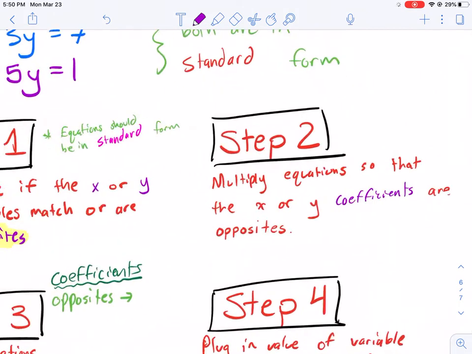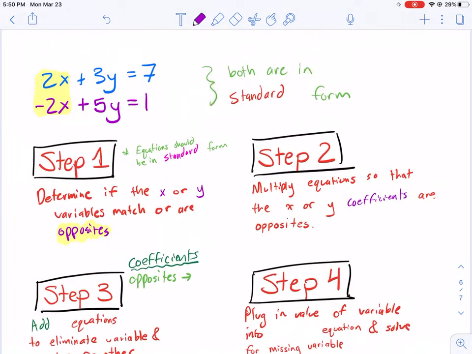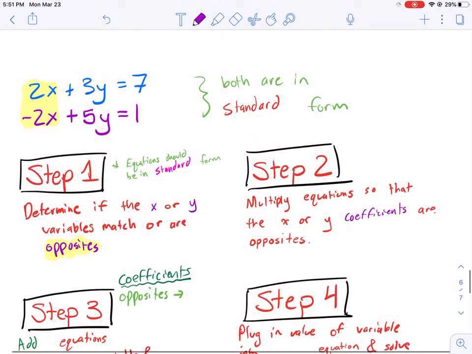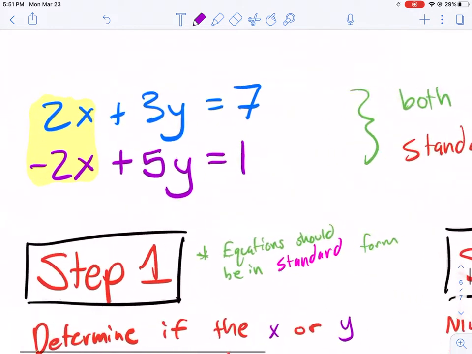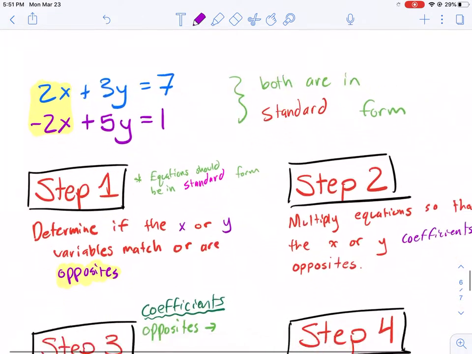I find that getting the coefficients to match, a lot of students make mistakes in subtraction, whereas if they are opposites, they wouldn't have that problem, okay? So just keep that in mind. If you're wondering, oh, why isn't he teaching the matching method? That's because I find that fewer mistakes are made when you make them opposites, okay? So if we look at our example here, we already see that they are opposites, so we're fine. We don't need to do anything to the equation, okay?